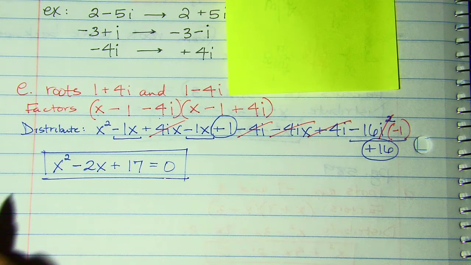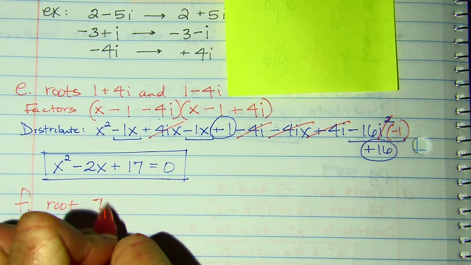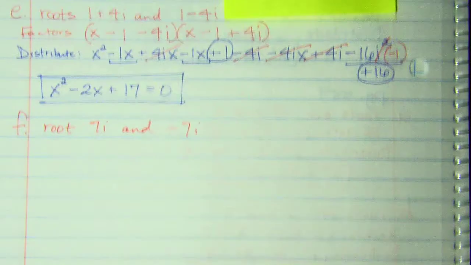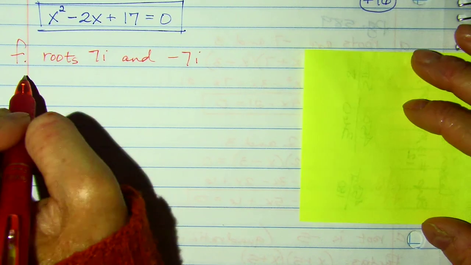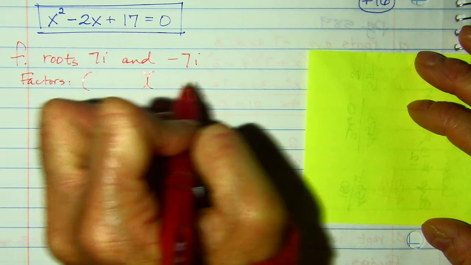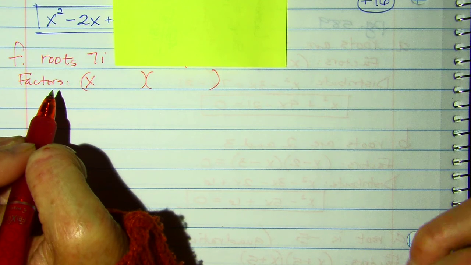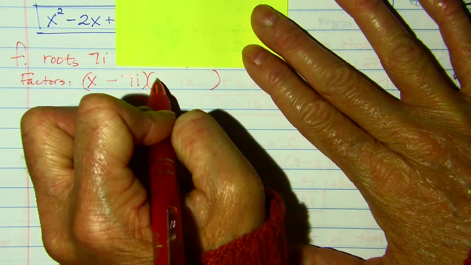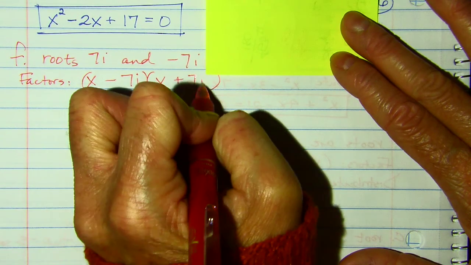One more, because we're going to skip G, is F. If my roots are 7i and negative 7i, let's start with our factors. All factors begin with an x. There's no number here, just the imaginary part. So the opposite of 7i is negative 7i, x. The opposite of negative 7i is positive 7i.